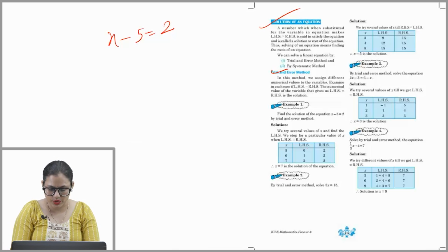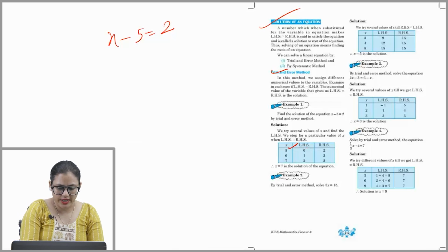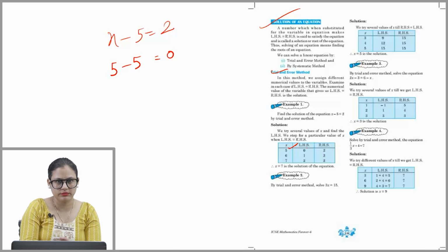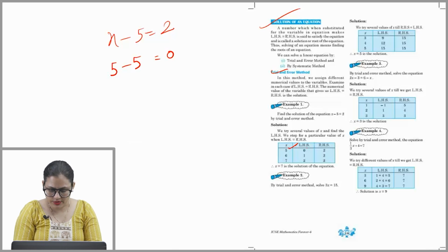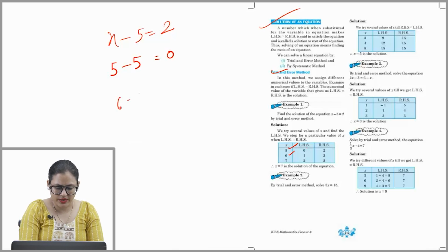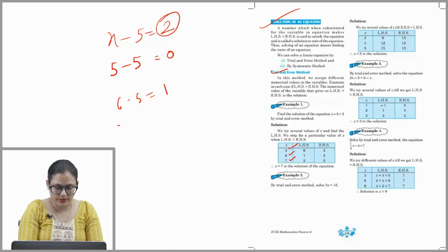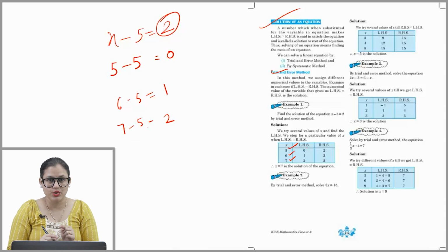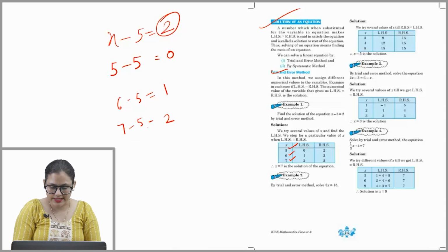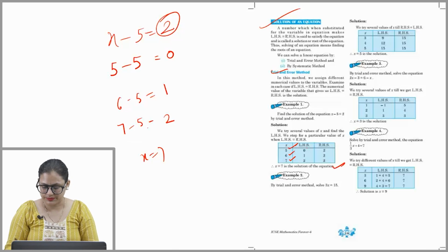For example, first value is 5. So we will write 5 here in place of x. 5 minus 5 is 0, so not equal to RHS. Then we will put the value 6. 6 minus 5 is 1. Again it is not equal to RHS. Then we will put the value 7. 7 minus 5 is what? 2. Now both LHS and RHS are equal. So x equals 7 is the solution of the equation.